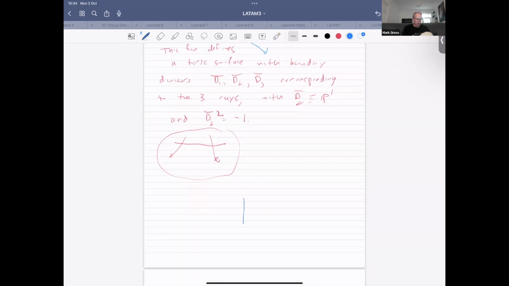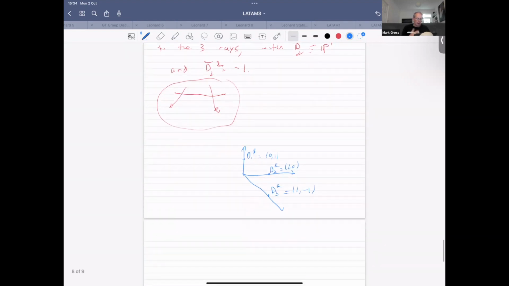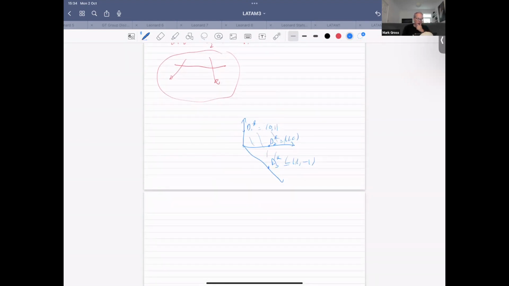So again, what we start with is D1 star, that's 0, 1. D2 star, that's 1, 0. D3 star, that's 1, minus 1. Now, I want to then continue this. I want to know where to put D4 star. Turns out the correct thing to do is to put D4 star here as 0, minus 1.